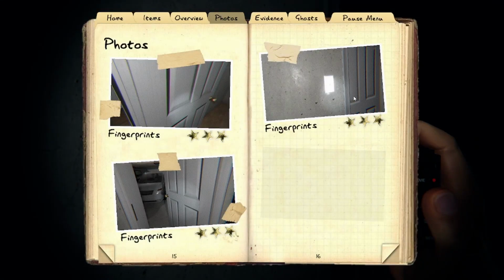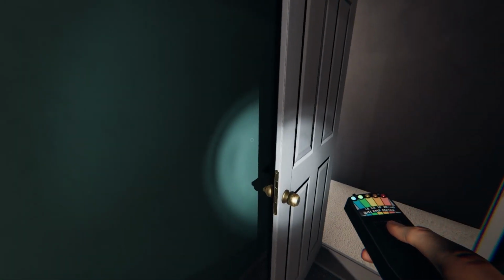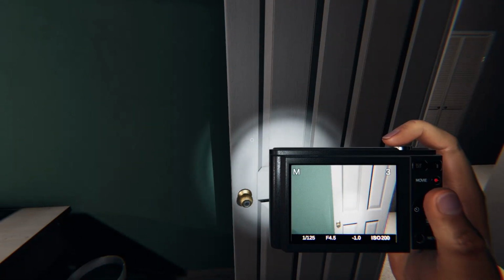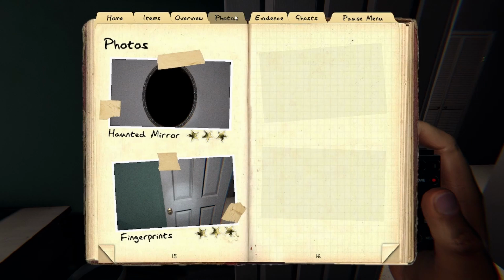And a little trick that you can do if you don't have a UV light but you hear a door touch interaction, you can take a photo of the door interaction, check your photo book, and if it says fingerprint under the photo, you will know that the ghost is a fingerprint ghost without even needing a UV light.